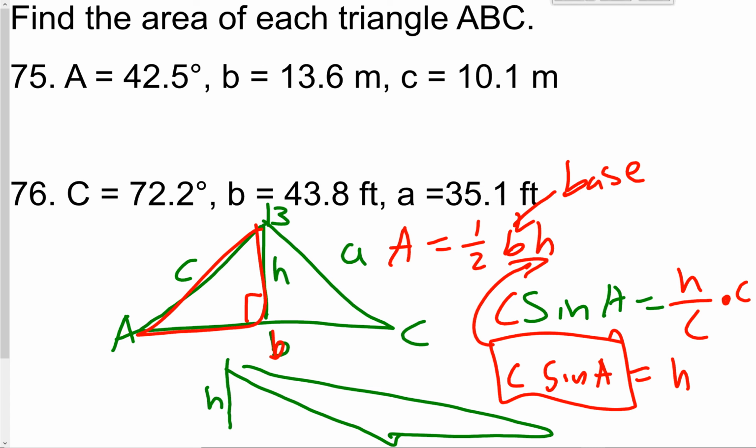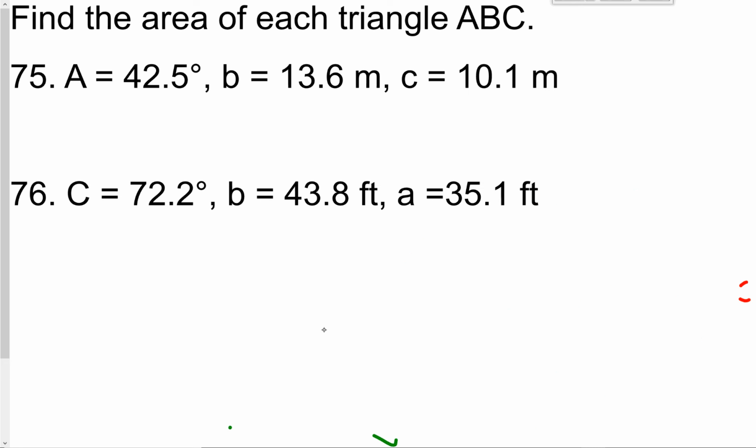We're going to use this area formula when we have two sides and an angle. So when we have side, angle, side, or side, angle, side. Okay, so notice that none of these letters are the same, right? That's how we get side, angle, side. That's how the angle's right in the middle of here.